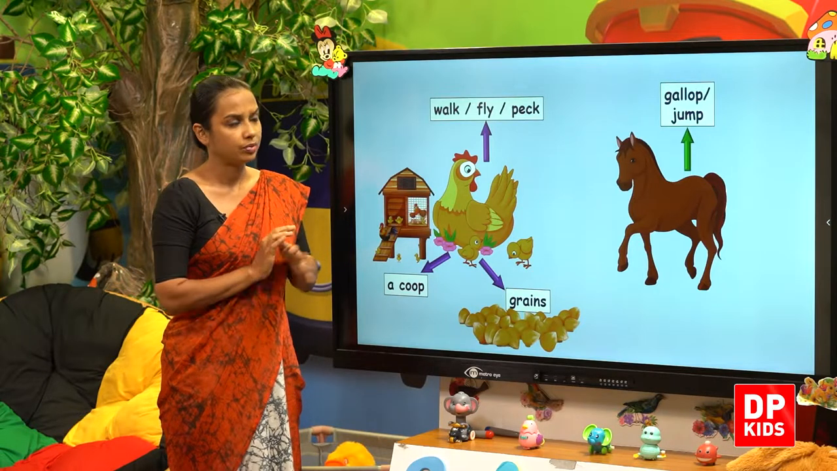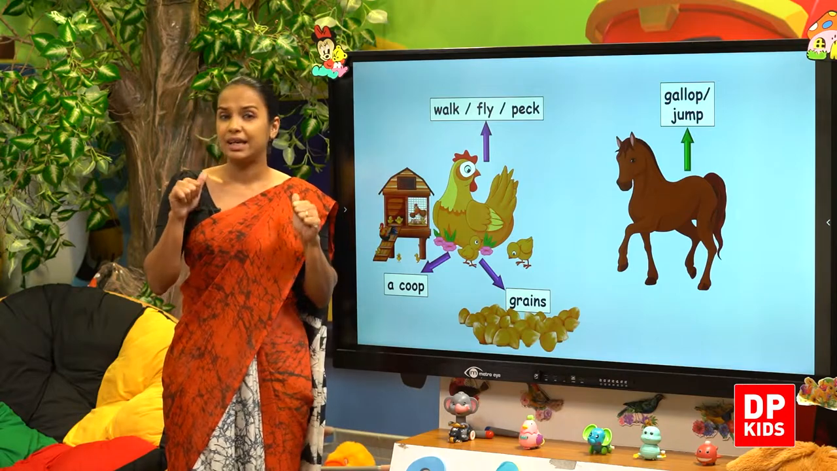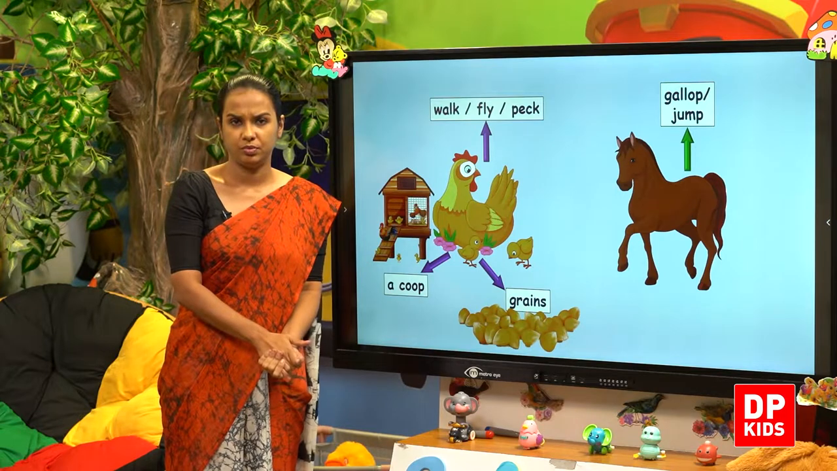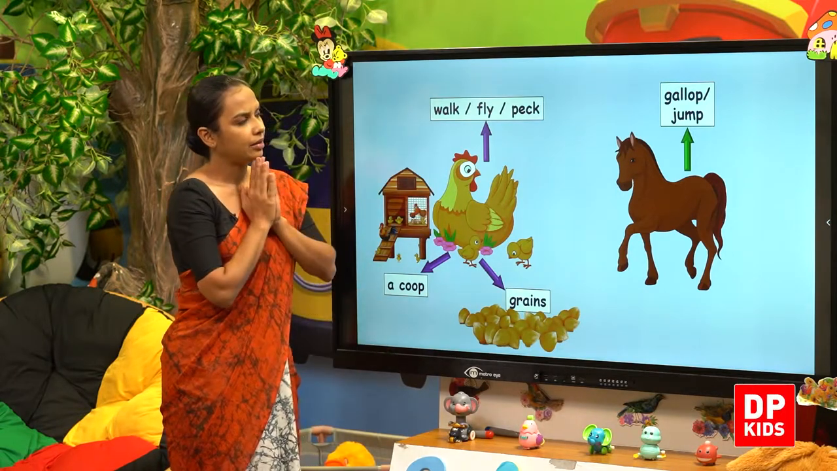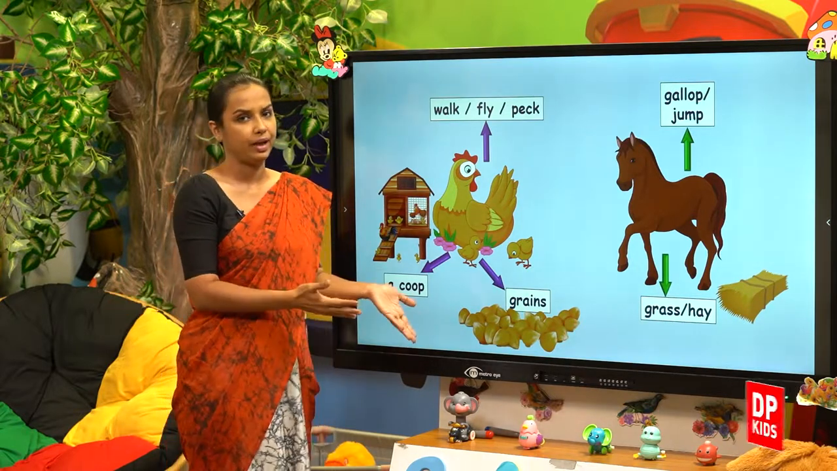What can a horse do? The horse can gallop. And they can jump too. Right. And then, they eat grass and also hay.